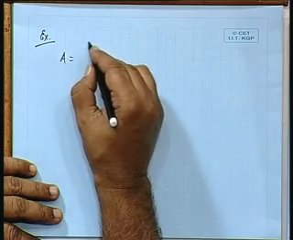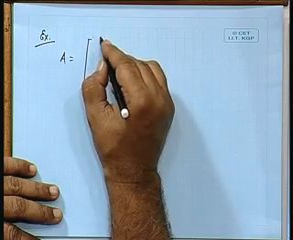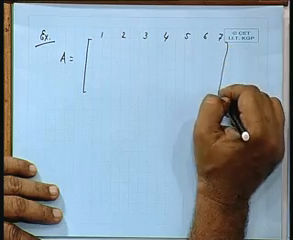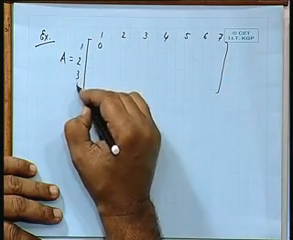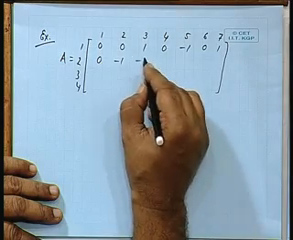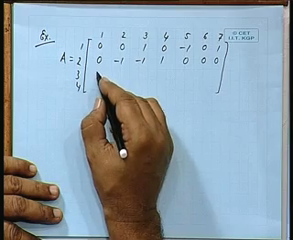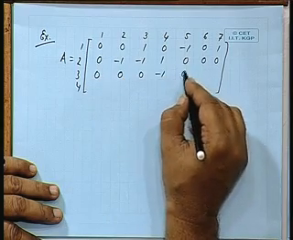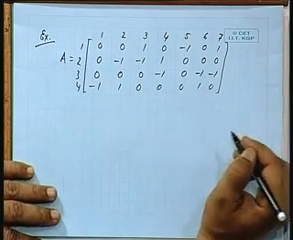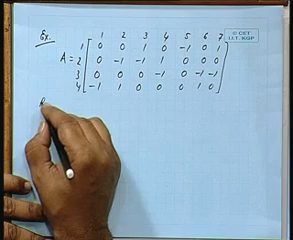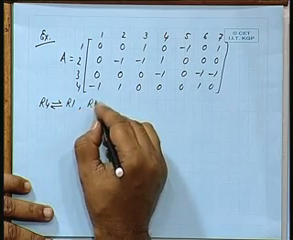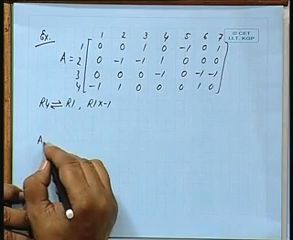Suppose the matrix A is given like this: 1, 2, 3, 4, 5, 6, 7, 0, 1, 2, 3, 4, 0, 0, 1, 0, minus 1, 0, 1, 0, minus 1, minus 1, 1, 0, 0, 0, 0, 0, 0, minus 1, 0, minus 1, minus 1, minus 1, 1, 0, 0, 0, 1, 0. Suppose this is A. We interchange R4 and R1, and then R1 is multiplied by minus 1. What do we get? A1.